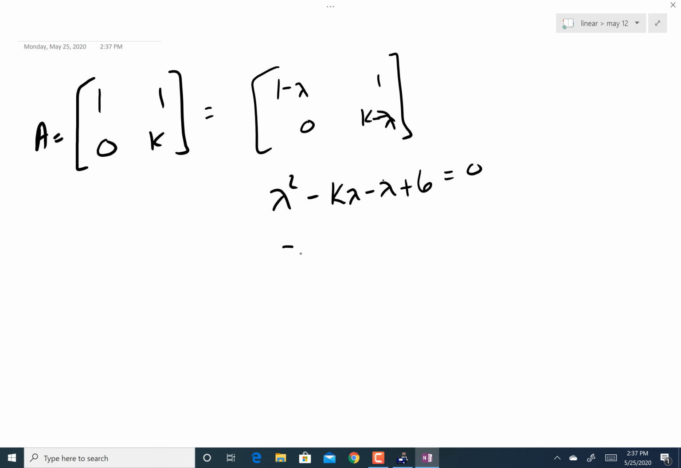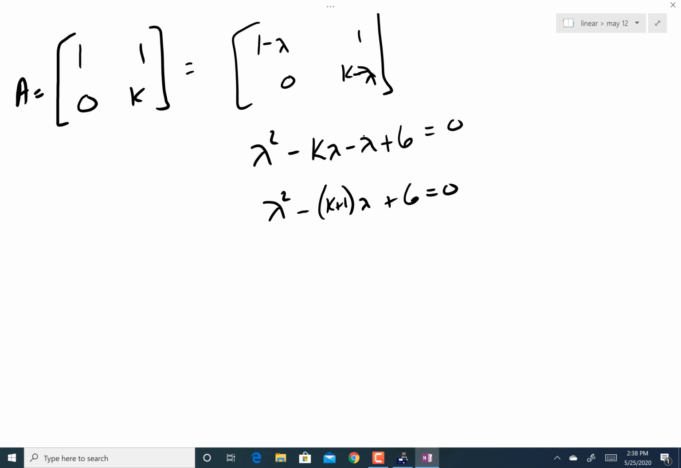Let's find out here. So this could really be written as lambda squared minus lambda, and then K plus 1. No, let's put the minus there. There you go. I think that works for me.